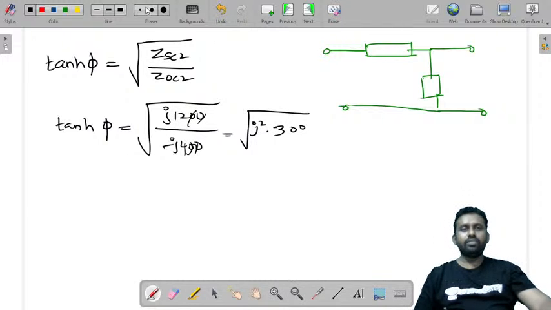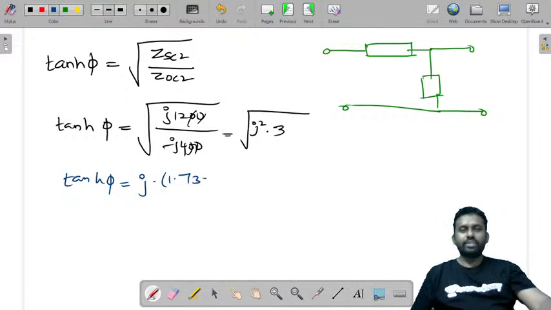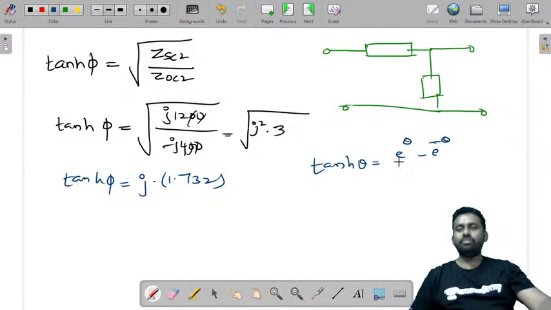It is j square into h phi is equal to, you'll get j into 1.732. In order to calculate this phi again, you can also split this. Still, you can write tanh theta is equal to e power theta minus e power minus theta by e power theta plus e power minus theta.